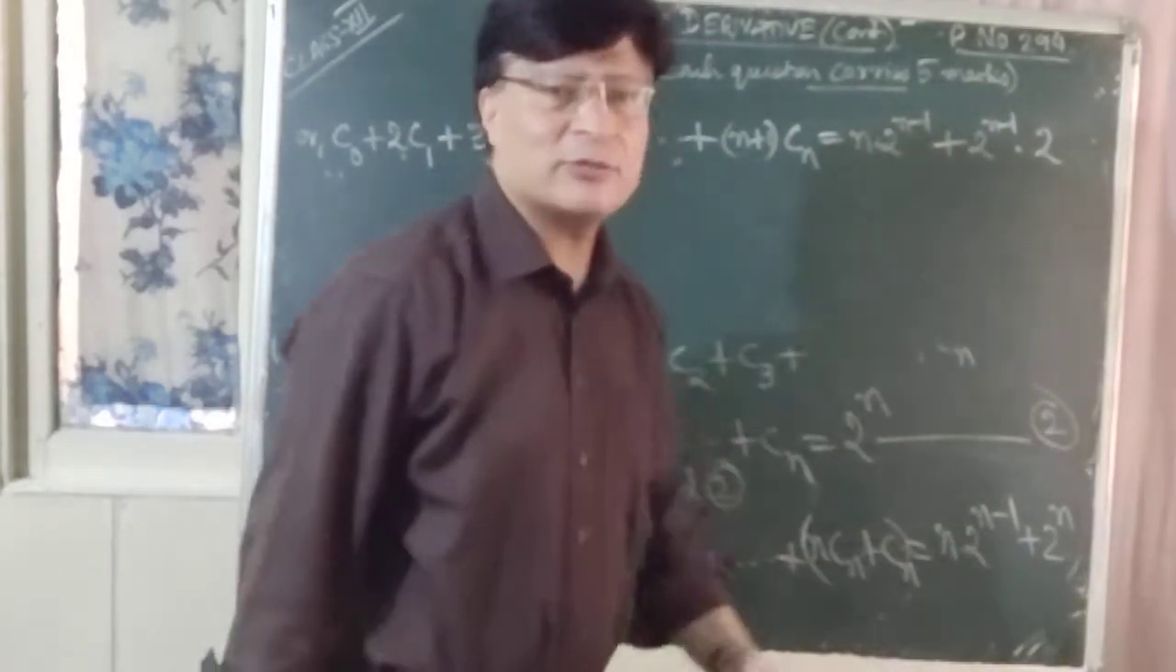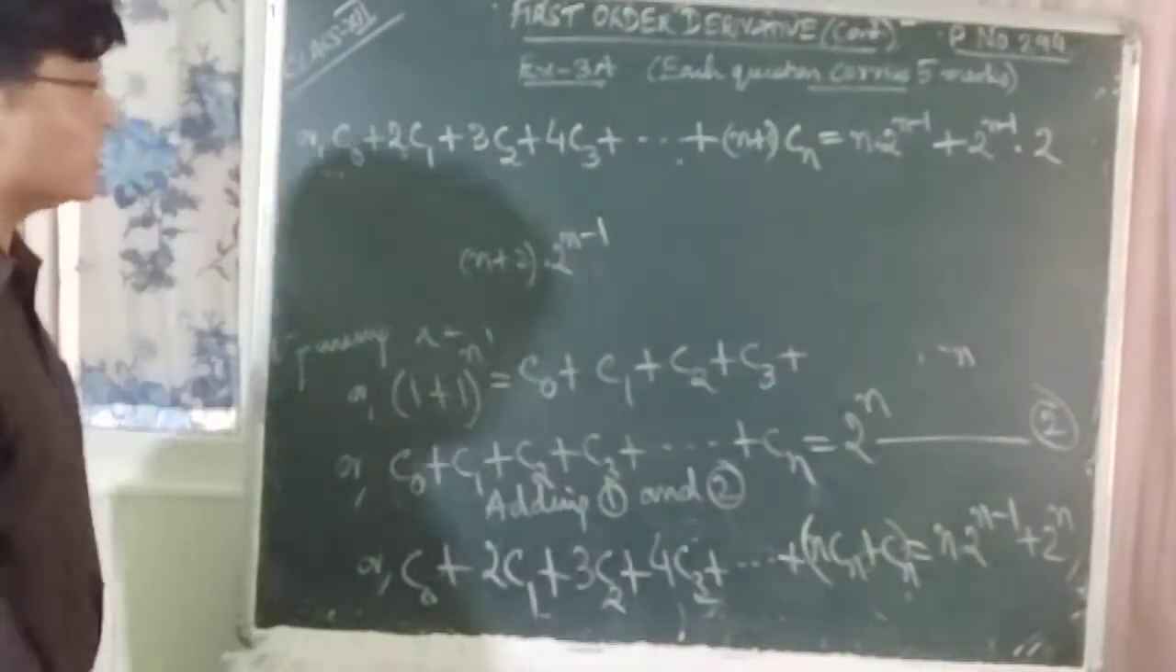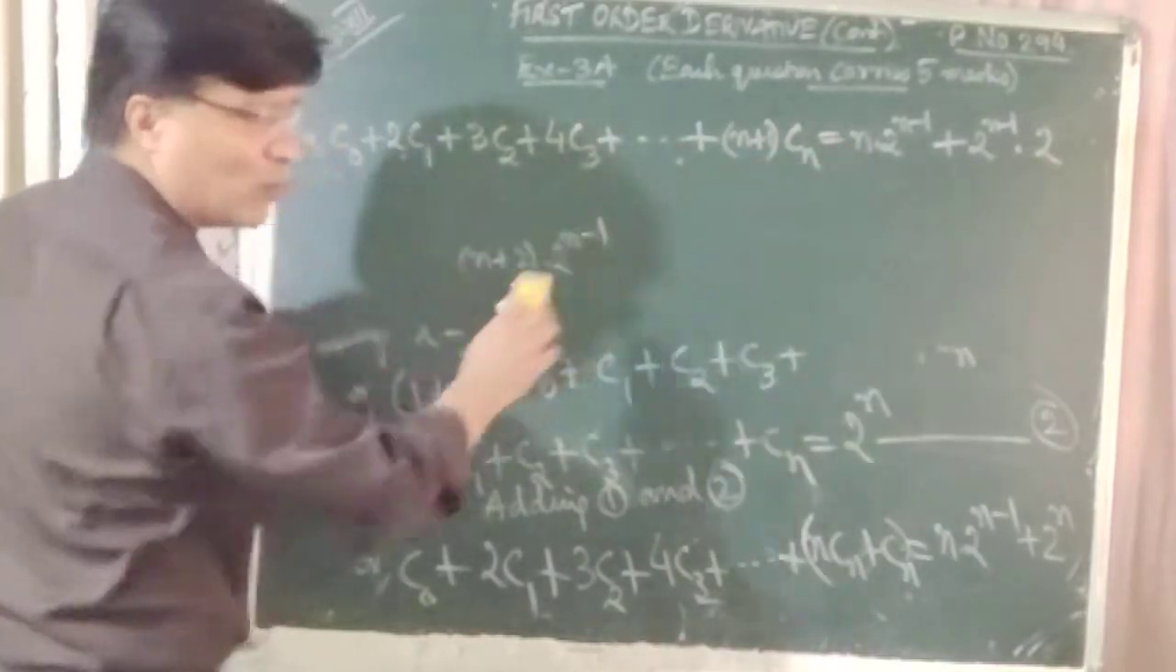So why did I write 2 to the power n minus 1? So that you can take it common, so that you can prove 16 number 1, isn't it? So you have to prove n plus 2 into 2 to the power n minus 1 on the right hand side.